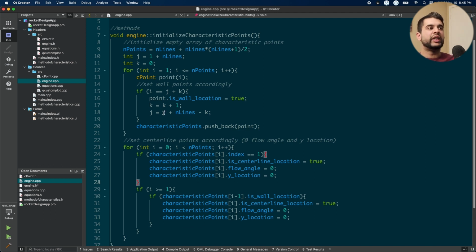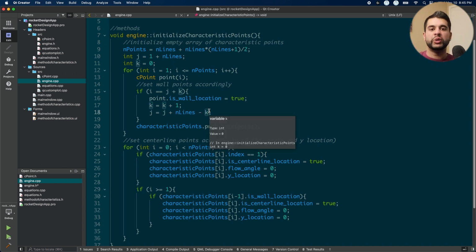So I say k equals 0. J is 1 plus n lines. So 1 plus n. And then I say if it is on the wall, I increment k by 1 and then I increment j by j plus n lines minus k, because you see how it goes from n plus 1 to n minus 1. So I need to do the plus 1, minus 1, minus 2. I need to do that, right?